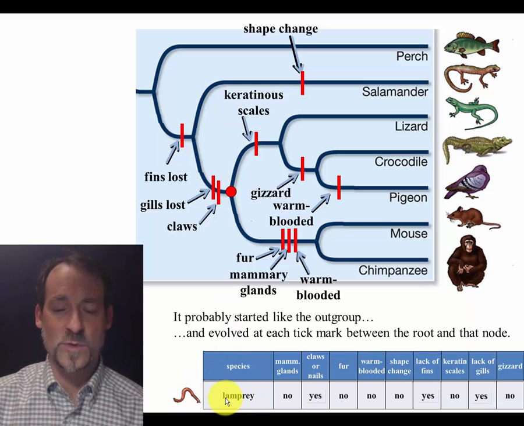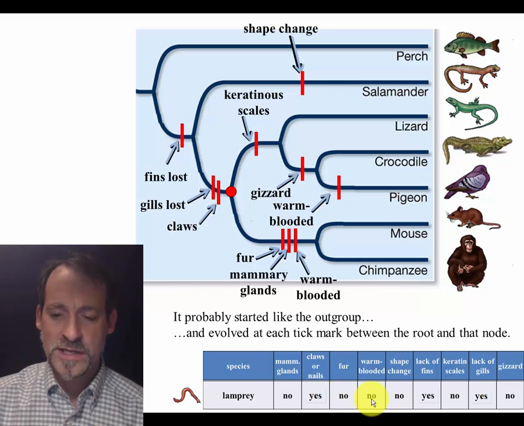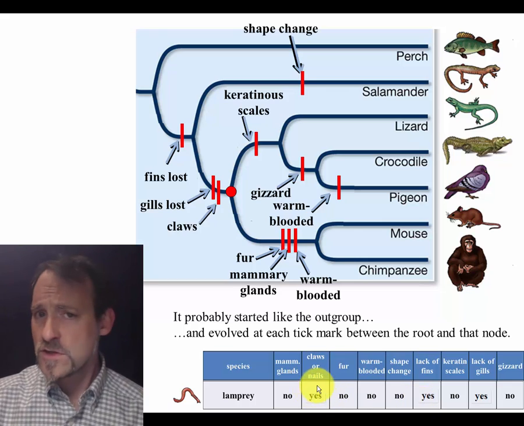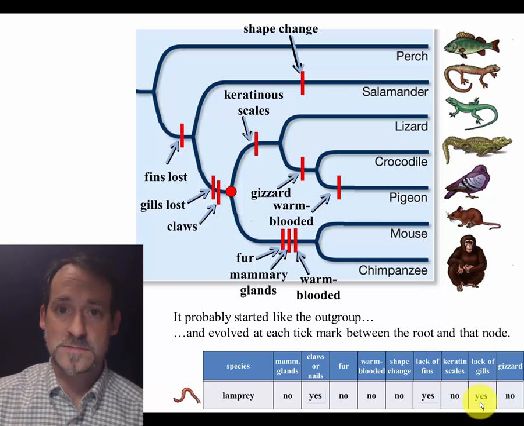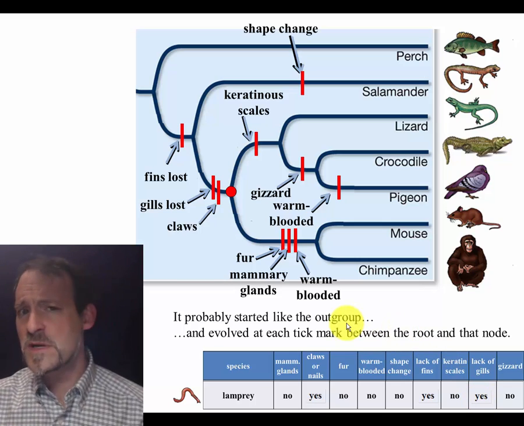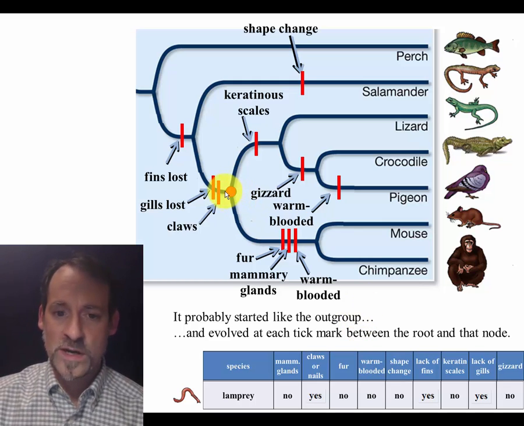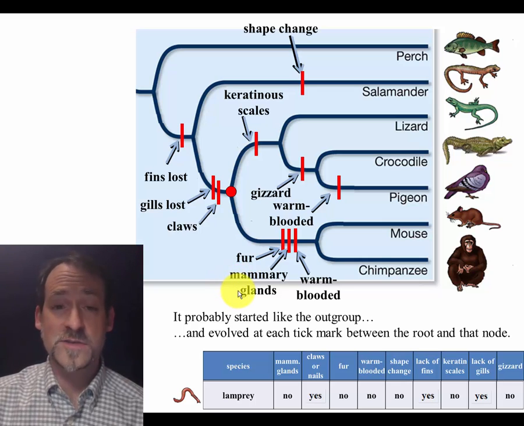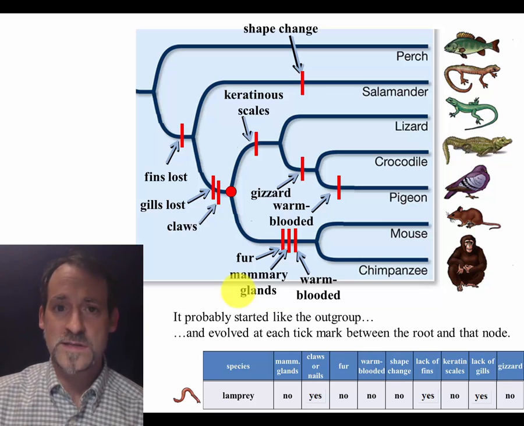It's not a lamprey anymore, but whatever the ancestor to all the amniotes was, it didn't have mammary glands or fur, it wasn't warm-blooded, didn't go through metamorphosis or have keratin scales or a gizzard, but it did have claws or nails. It didn't have fins, and it didn't have gills. Okay, this may seem kind of trivial, that we can reconstruct a few characters for whatever this ancestor was. But when you get a lot of characters and a lot of species, you can do much more powerful things with this approach.